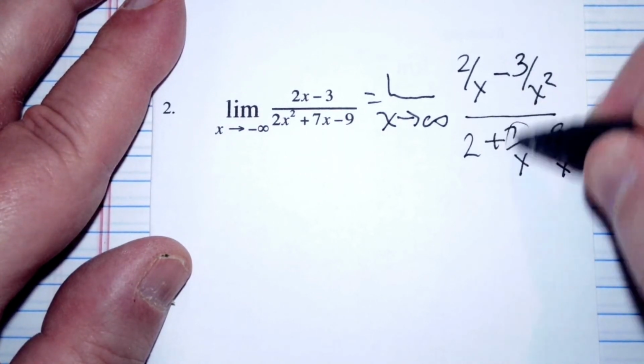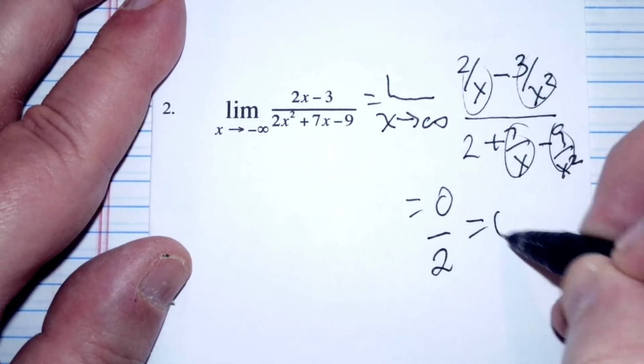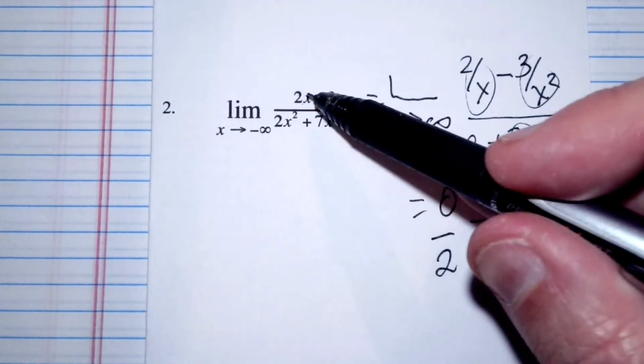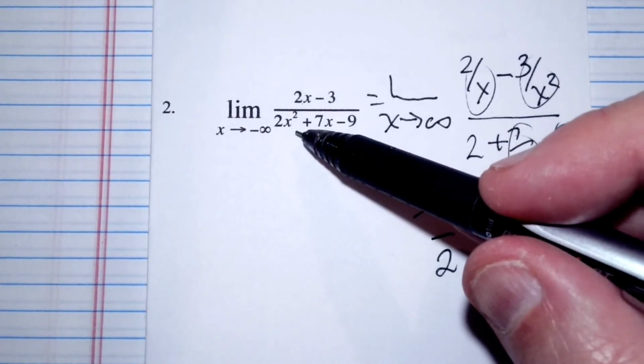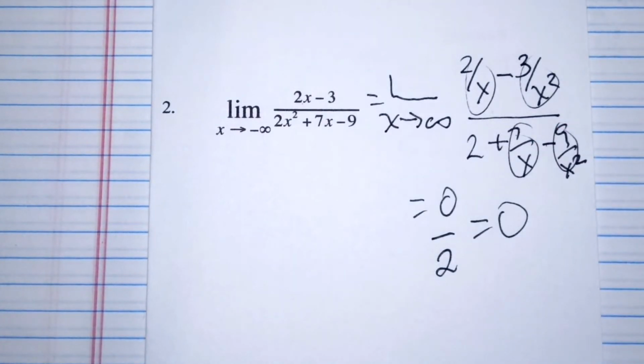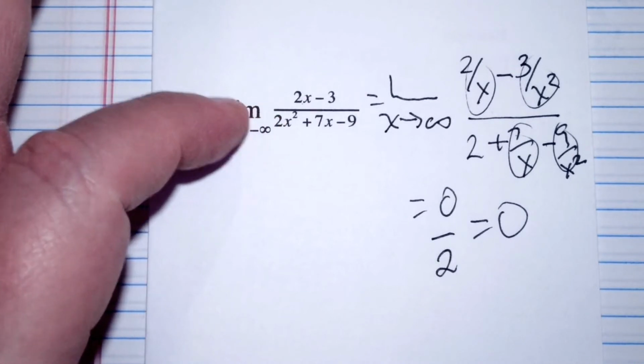As x gets really big, that goes to 0, that goes to 0, that goes to 0, that goes to 0, and the answer is 0 over 2, which is 0. It's not 1. The degree of the numerator and the degree of the denominator are not the same in this particular example. The degree of the denominator is bigger. And so the denominator is going to grow faster than the numerator, and the limit will be 0. So if the degree of the numerator is less than the degree of the denominator, the limit will be 0, if you're dealing with polynomials.